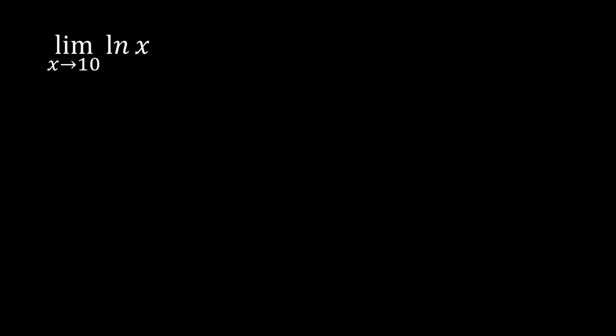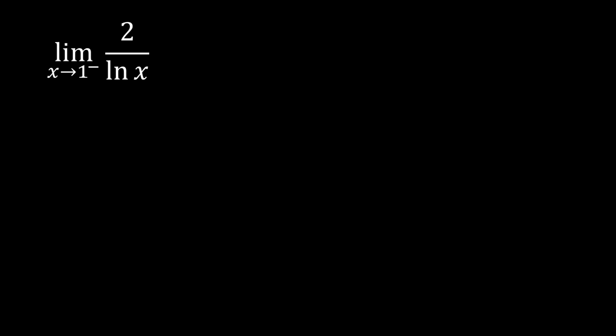We have here the limit of ln x as x approaches 10. For natural logarithm problems, we don't really have a problem on that one. All we have to do is direct substitution, or replace x with the approach value. So we have ln of 10, and that's it. You don't need to go further to get the exact value. You can have that as the final answer.